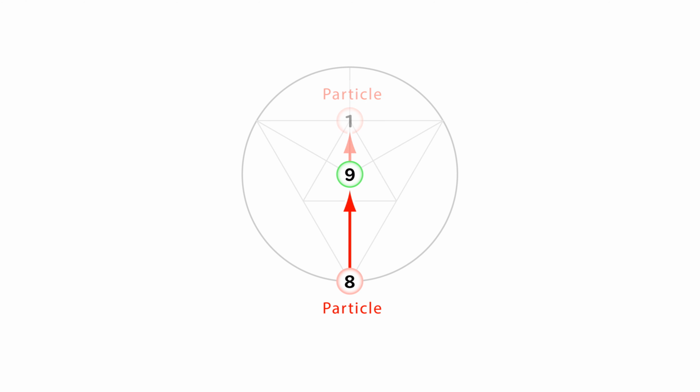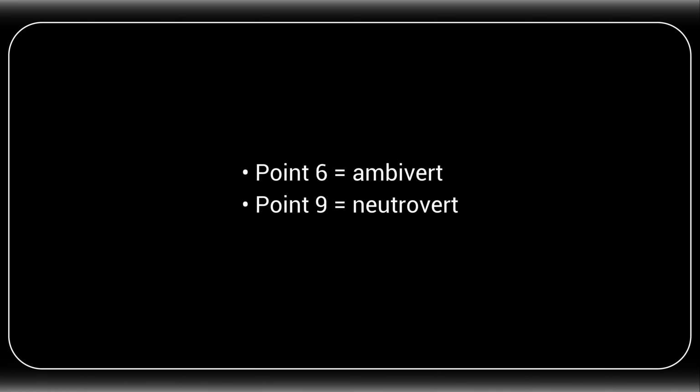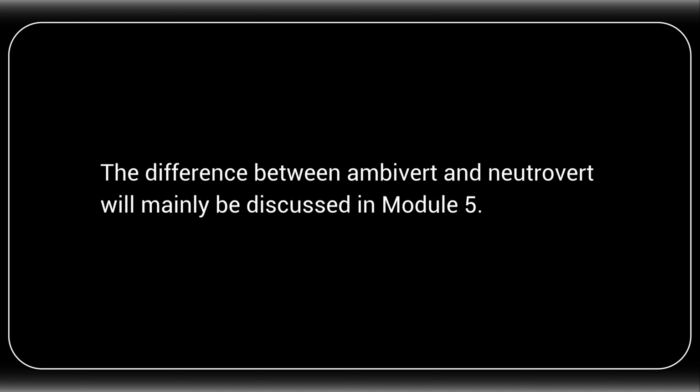But, in the middle of this center, which is point 9, time stands still, and thus the quality of neutrovert appears. Note. Point 6 represents ambivert, and point 9 represents neutrovert. The difference between ambivert and neutrovert will mainly be discussed in Module 5.